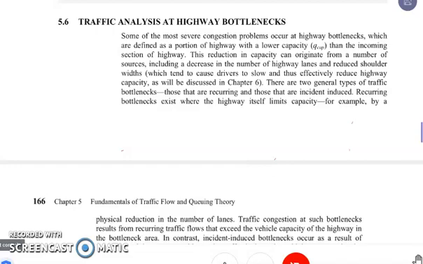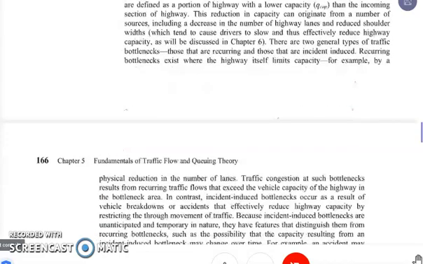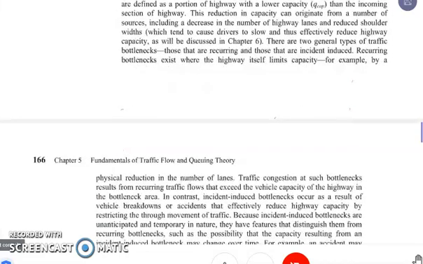are incident induced. A recurring bottleneck exists in the highway itself and limits capacity, for example, a physical reduction in the number of lanes. That is an illustration of a recurring bottleneck. Traffic congestion at such a bottleneck results from recurring traffic flow that exceeds the vehicle capacity of the highway in the bottleneck area. The other type is the incident-induced bottleneck.